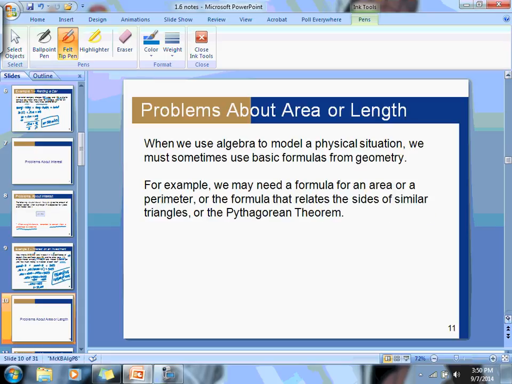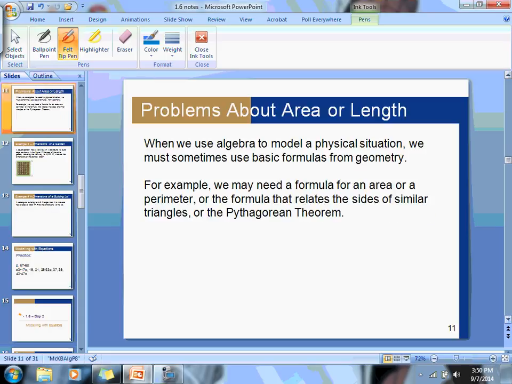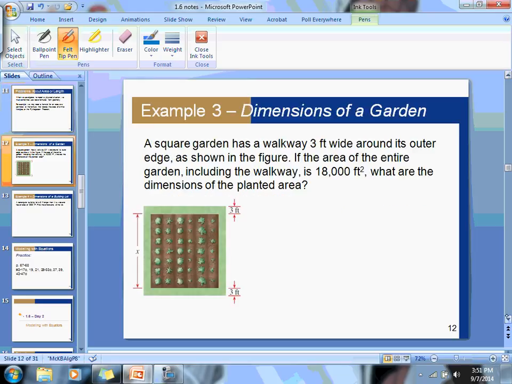Okay, we have two examples left, and they both deal with area. And the nice thing about these types of problems is that they're based on geometry. You know a lot of these formulas for area, perimeter, area of a triangle, or Pythagorean theorem. So for these, we might not only need to draw a picture, but we might need to use a formula that we already know. So in example 3, we have a square garden.